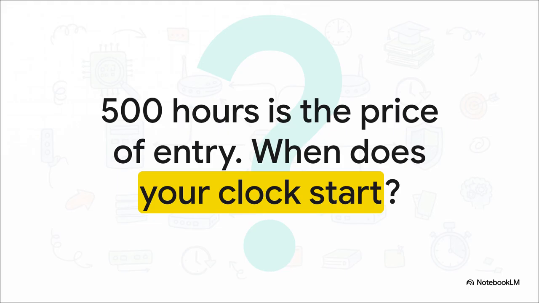And there we have it. The number is 500. The method is deliberate practice. The plan is the 4-phase blueprint. It's all laid out for you. 500 hours is the price of entry to that elite CCIE club. So the only real question left is, when does your clock start?